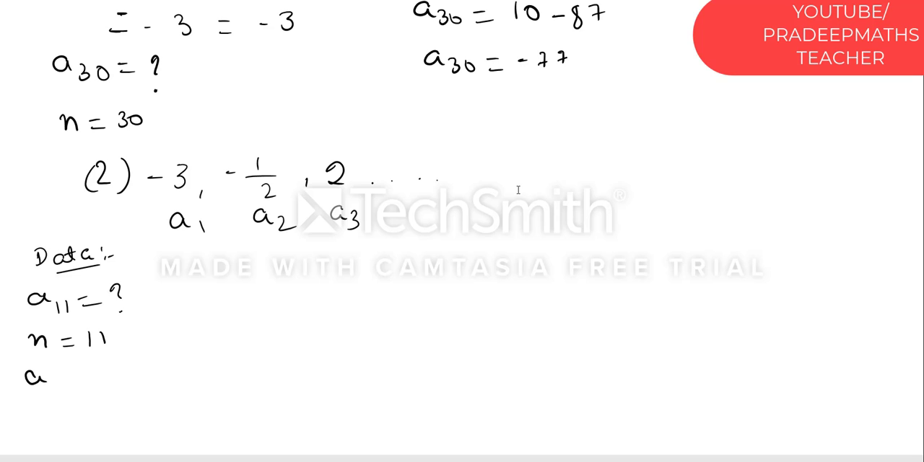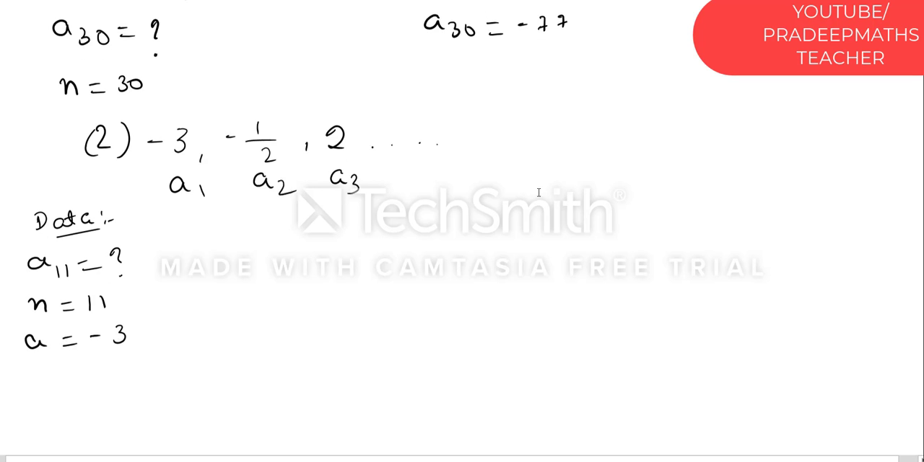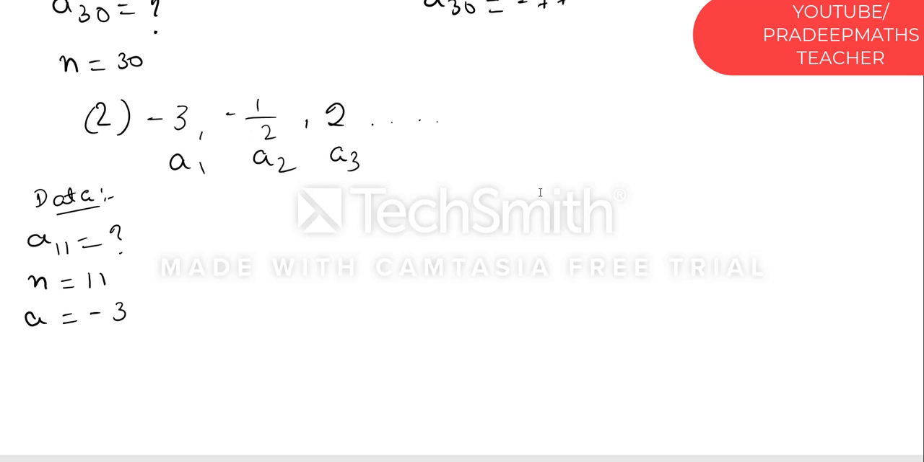Here A, that is A1, is the first term. The first term is minus 3. Next you need to find the common difference, because the formula to find the A11 term is, as usual, the nth term formula: A plus n minus 1 into D.